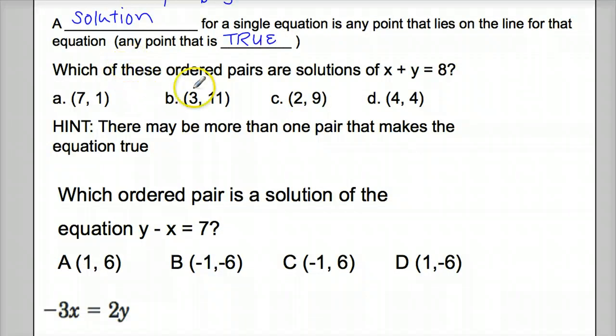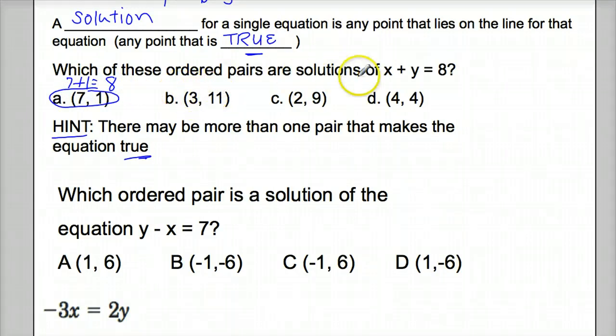Okay, so our first example here is, which of these ordered pairs are solutions of x plus y equals 8? And look at this hint down here. There may be more than one pair that makes the equation true. Okay, so let's try it out. For A, we're going to put in 7 for x, 1 for y, and does that equal 8? So 7 plus 1, does that equal 8? Yes, it does. So this one is true.